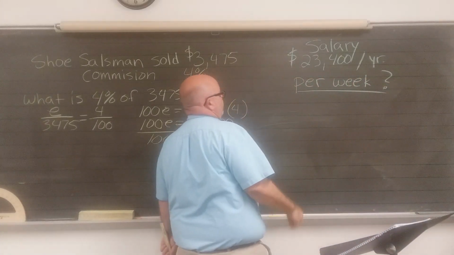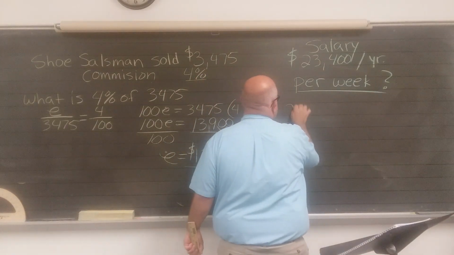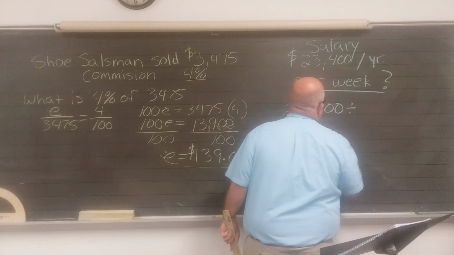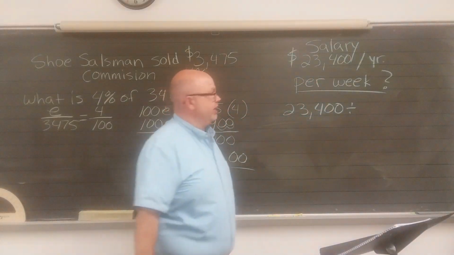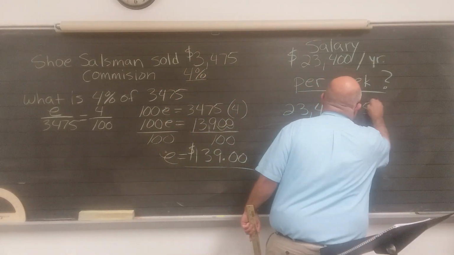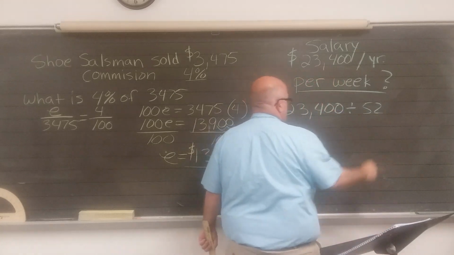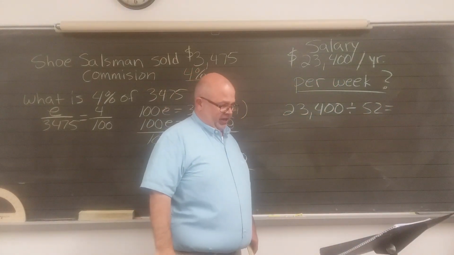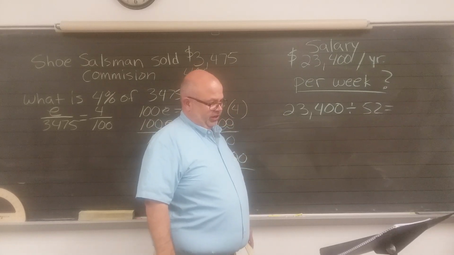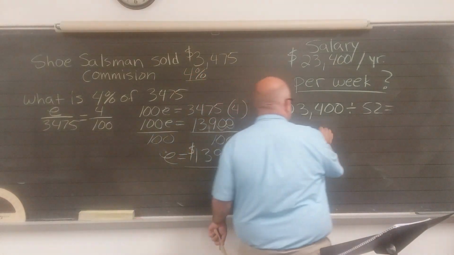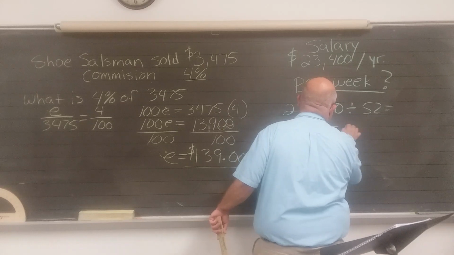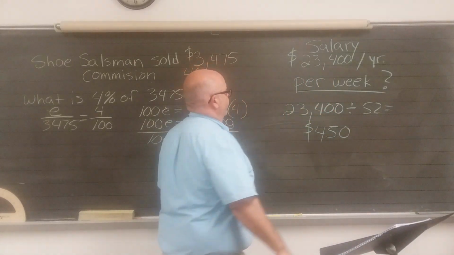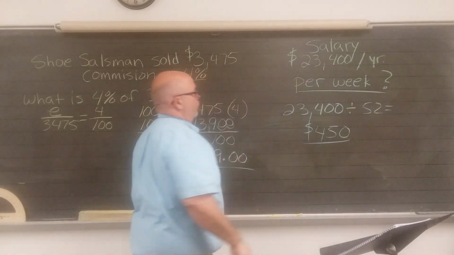So it's simply 23,400 divided by how many weeks in a year? How many weeks in a year? 52, right? Equals, if you do the math, carefully do the math. That's one of the things here. You carefully do the math. You come up with $450. And that is your answer. That is what he makes per week.